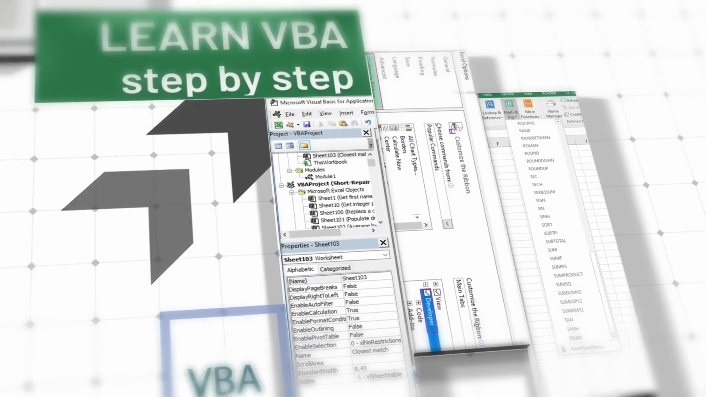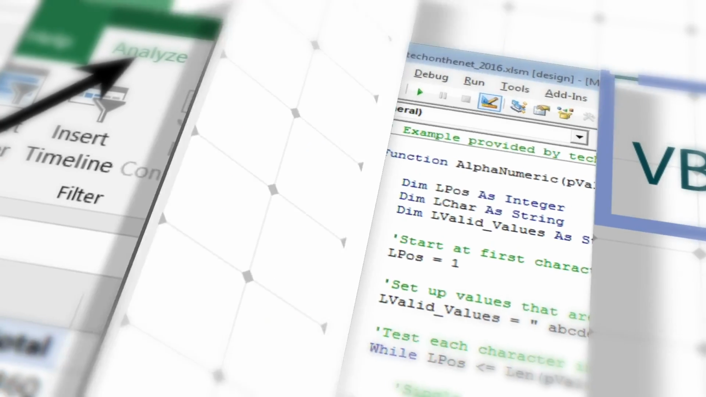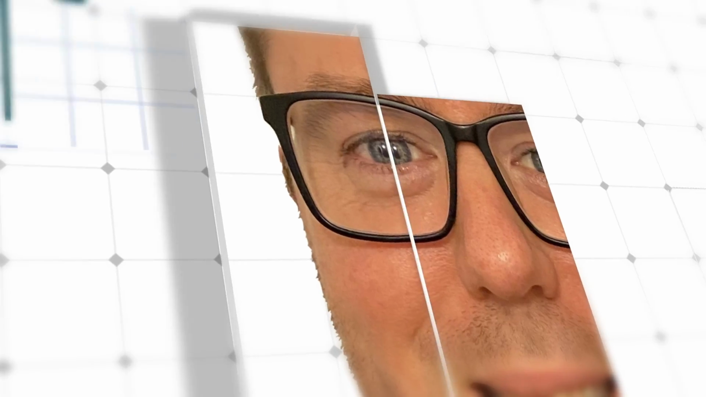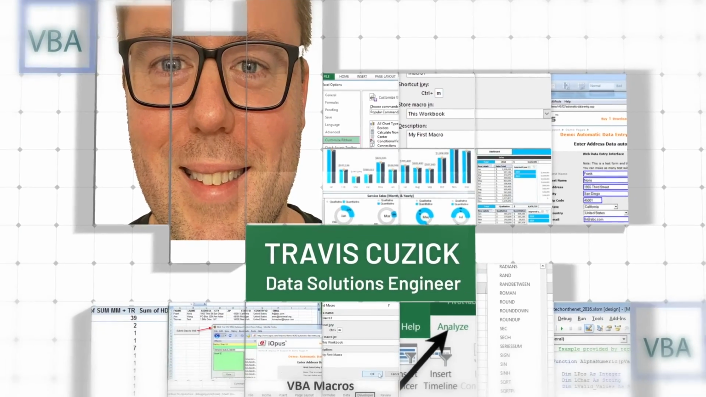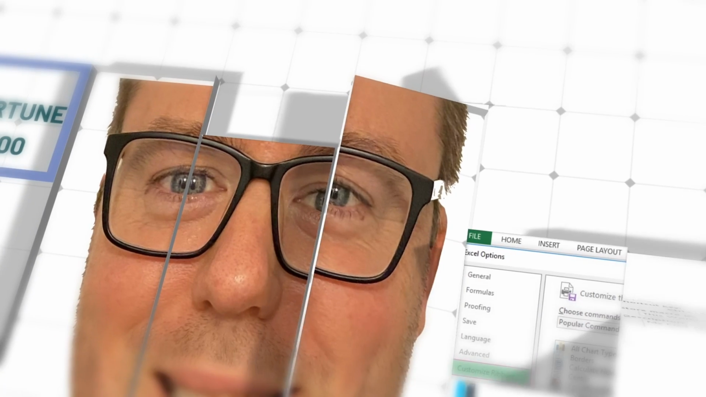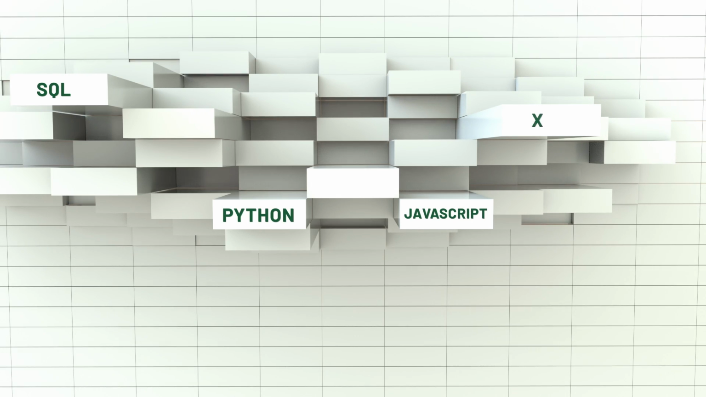You're going to learn VBA programming step by step, including the exact skills and tools that I use in my role, so that you can easily apply them yourself in the real world. So who am I? My name's Travis Cusick, and I've spent well over a decade architecting and coding data solutions as a data solutions engineer, and training others to do the same for some of the biggest companies in the Fortune 500. In that time, I've mastered programming languages such as SQL, Python, JavaScript, and yes, VBA.